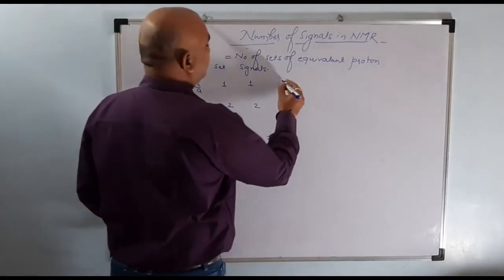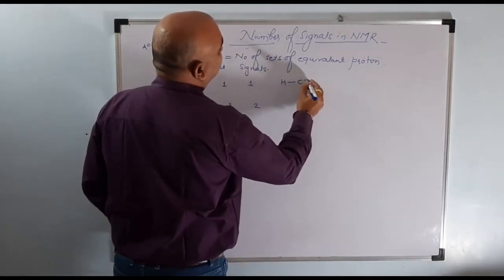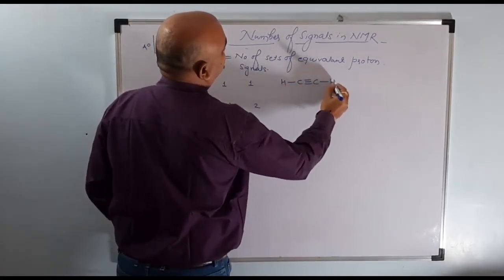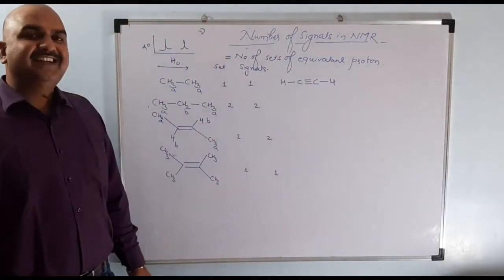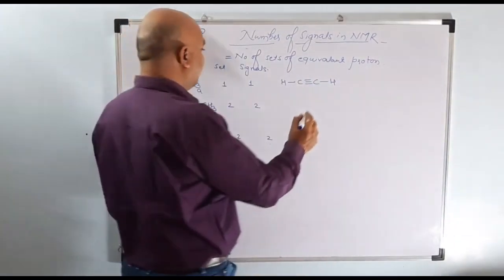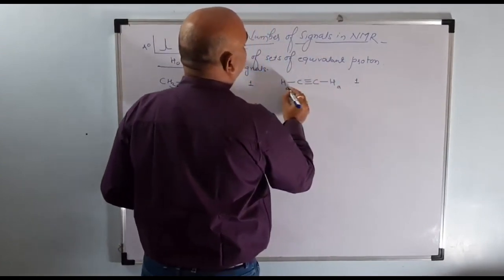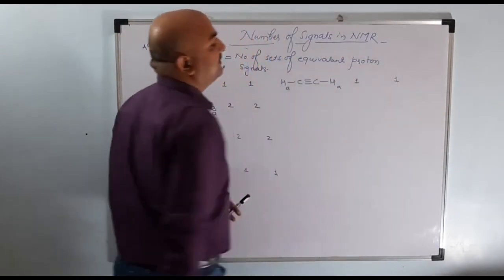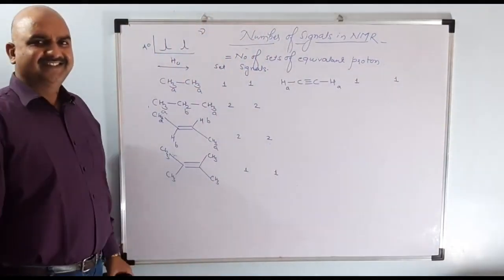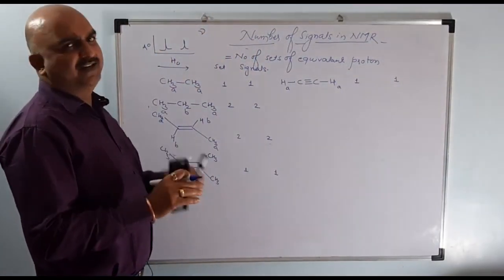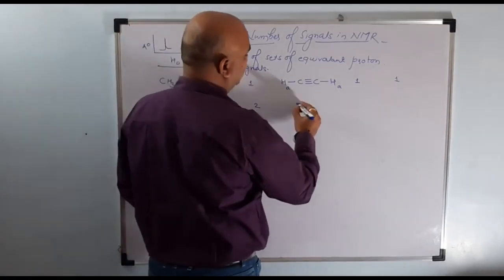Consider another example. If we take acetylene, in acetylene there is one set of protons, and that's why it will give one signal in NMR. You take any example, and definitely we'll have different types of examples.